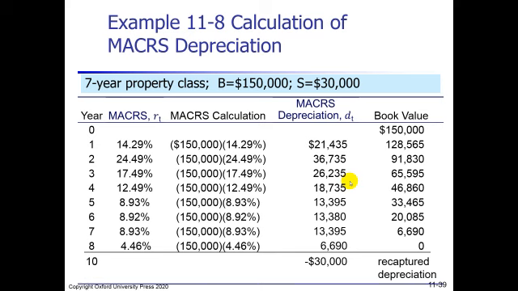And we see the book value go down. So the book value started at $150,000. After the first year, we depreciated it by $21,435. So now we're down to a book value of $128,565. And after the year 8 tax year, that is when everything is depreciated down to 0. Now, if you were to sell this in year 10 for $30,000, you would have to recapture all of that depreciation. So you would have to pay taxes on the full amount of $30,000.